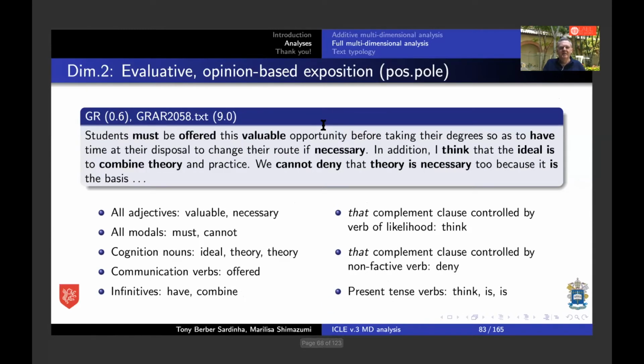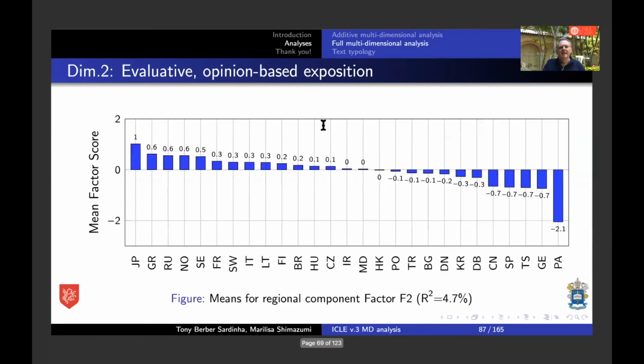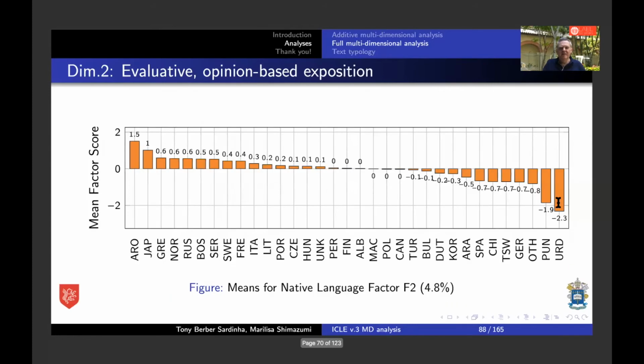And here's one from Greece as well. Is it the same text? Okay. So in terms of the breakdown, there's very little variation accounted for with respect to the origin of the text. Japanese texts tend to be more evaluative, whereas the Pakistani, German and Botswana texts tend to be less evaluative, but there's lots of variation here.